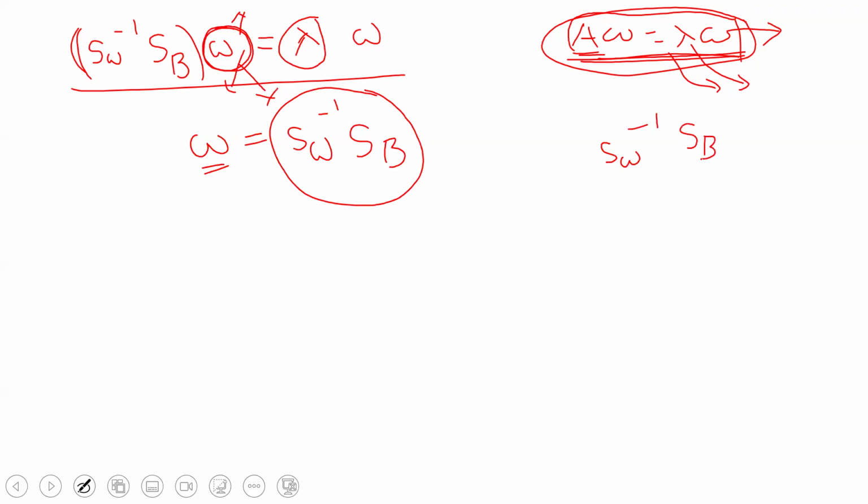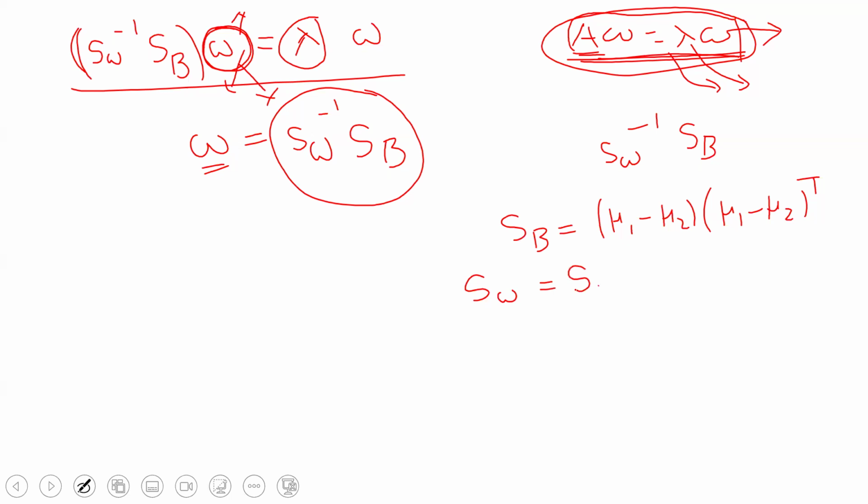And how do you calculate SB? What is the formula for SB? Between class scatter matrix, it is (mu1 minus mu2) into (mu1 minus mu2) whole transpose. And what is SW?